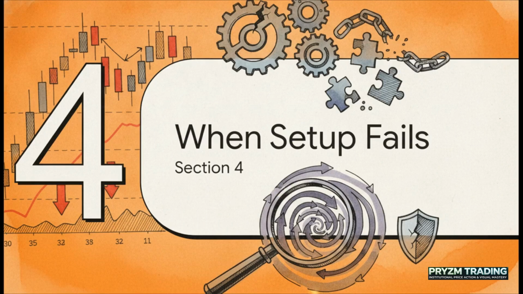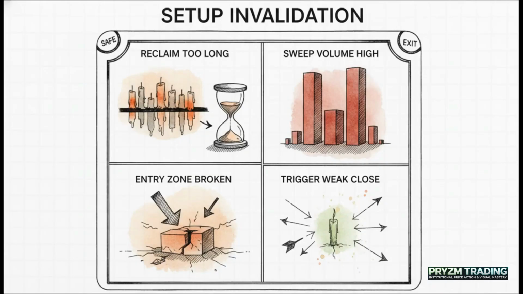Section 4. When the setup fails. Look, knowing how to get into a trade is really only half the battle. Knowing exactly when a setup is trash is what actually protects your capital long-term. Here are 4 specific conditions that instantly invalidate the setup. You gotta have these as a mental checklist.